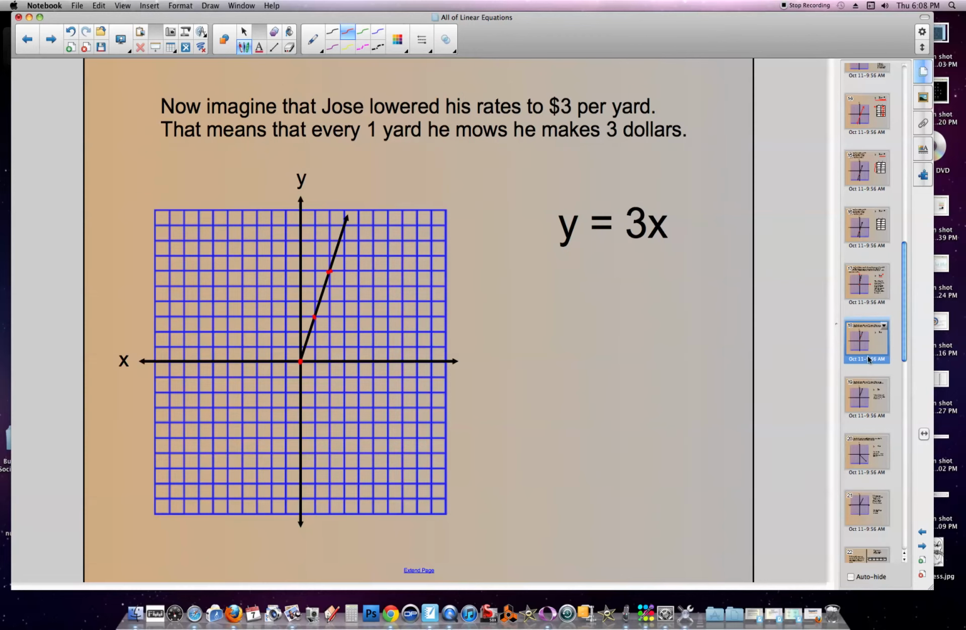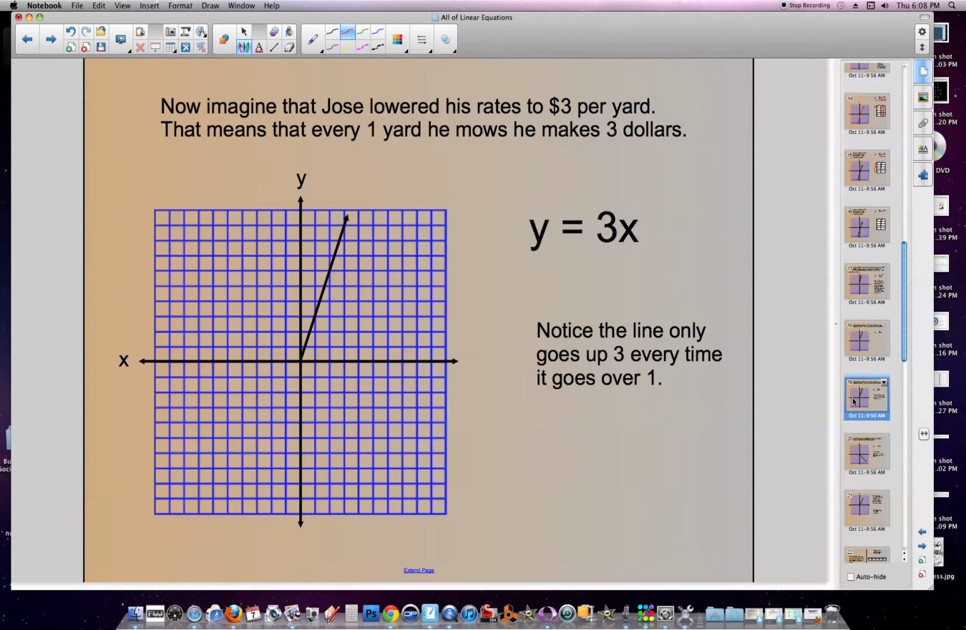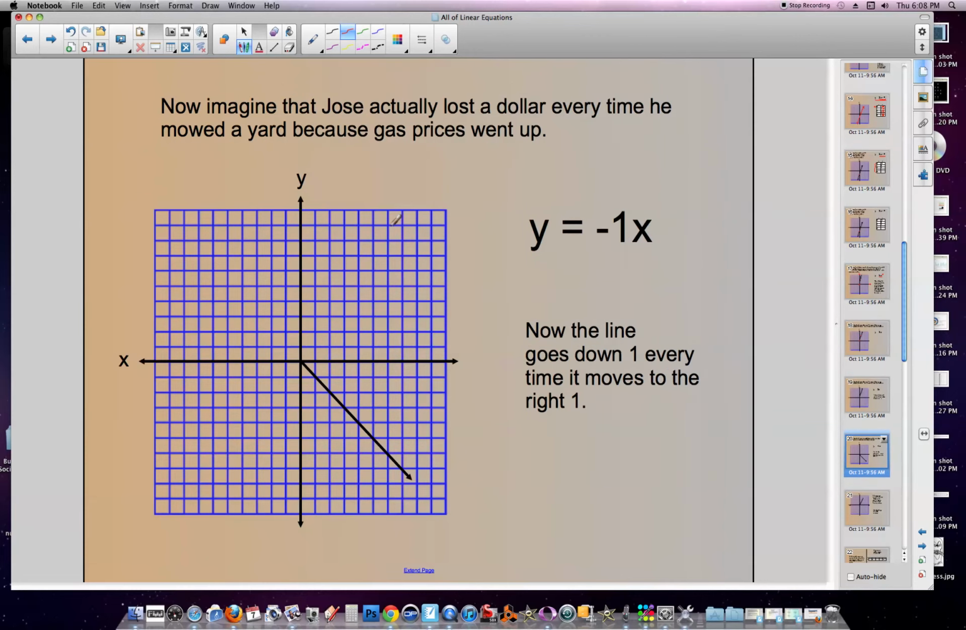And we could even come up with another example of saying, what if he was spending money on gas, right? And his rates were low, and due to how expensive gas was, every yard he mowed, he actually wound up losing $1 because he had to spend so much money on gas. Then the line would be really not steep. It would actually be what's called a negative slope, right? Because this is going down. Every time he mows a yard, he actually is losing $1, right? 2 yards, he loses $2. 3 yards, he loses $3.